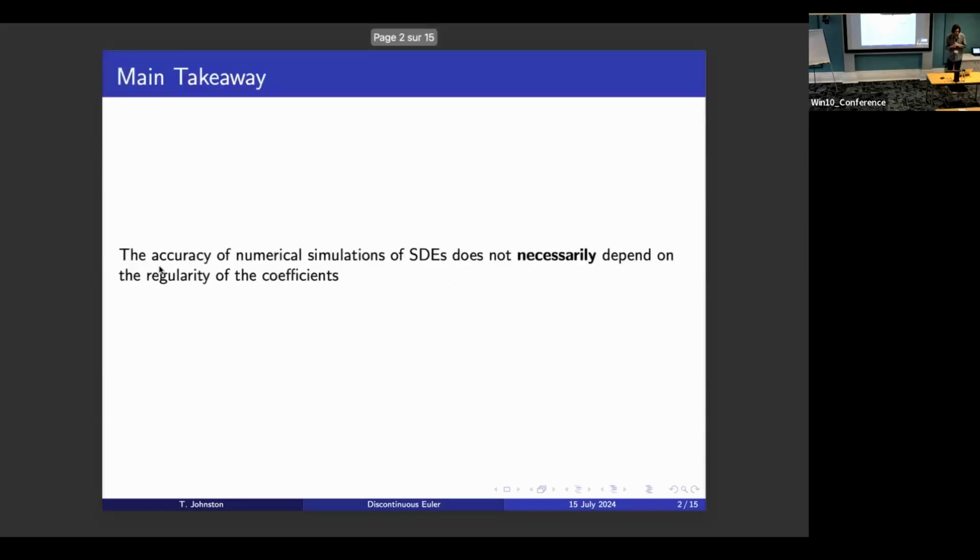However, the main takeaway of this presentation is that the accuracy of numerical schemes doesn't necessarily depend on the regularity of the coefficients. In some cases, even with very irregular coefficients, one can obtain good convergence of numerical schemes for SDEs. So that's the main takeaway.